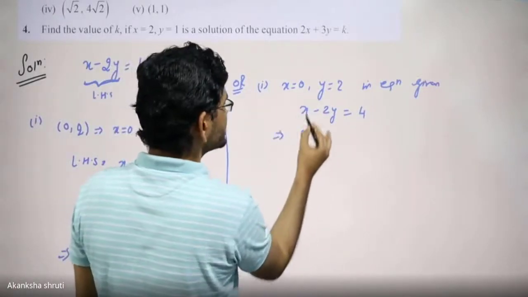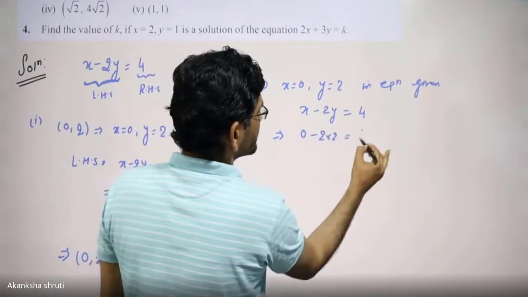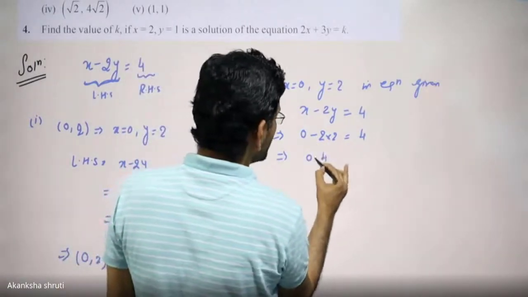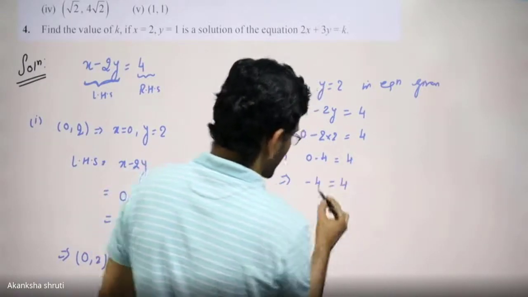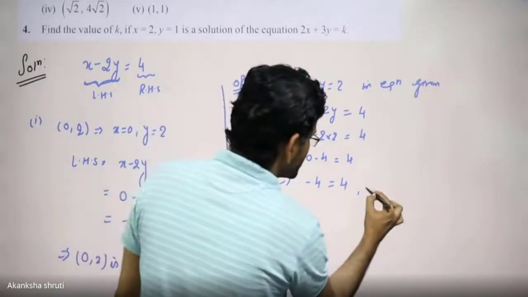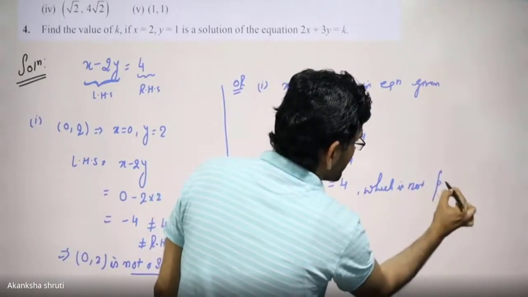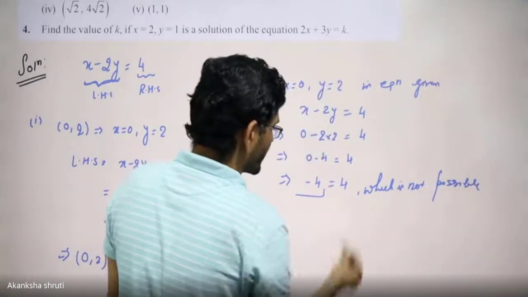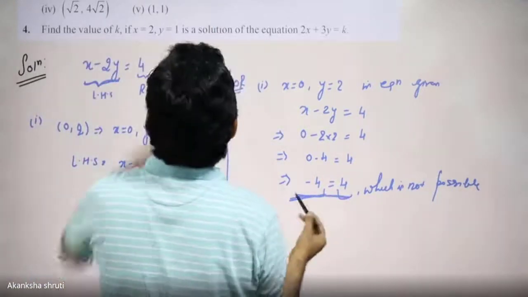So this implies taking x is equal to 0 minus, y is equal to 2, carry it together. This implies 0 minus 4 is equal to 4. This implies minus 4 is equal to 4. What are we getting? These two are different, which is not possible. Why? Students, keep in mind here it is minus 4 and the right hand side is plus 4. So minus 4 can never be equal to plus 4.